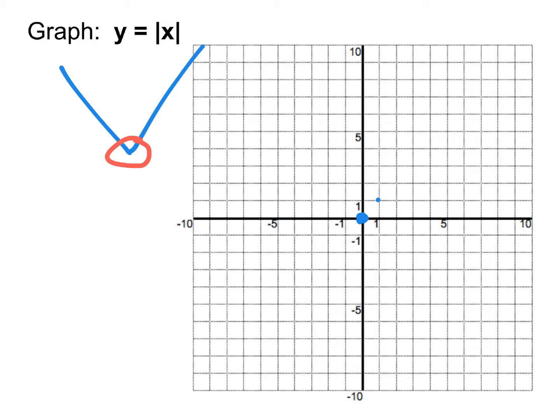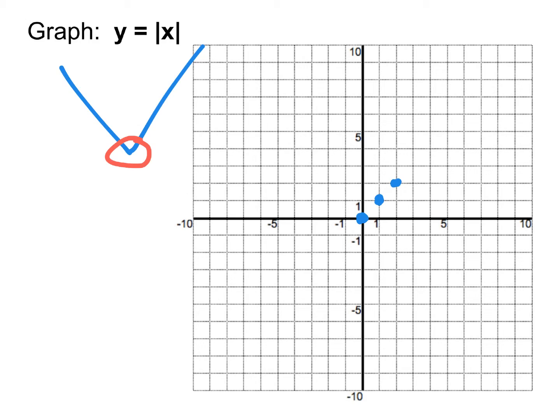We're going to actually go over 1 and up 1. Because the absolute value of 1 is 1, and this is an absolute value graph. And so what if I go over 2 from my first point? How far up would I go? 2, yeah, because the absolute value of 2 is 2. Okay, so I can plot a point there at 2, 2.